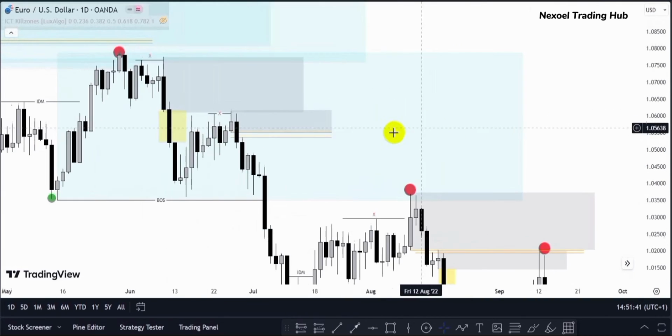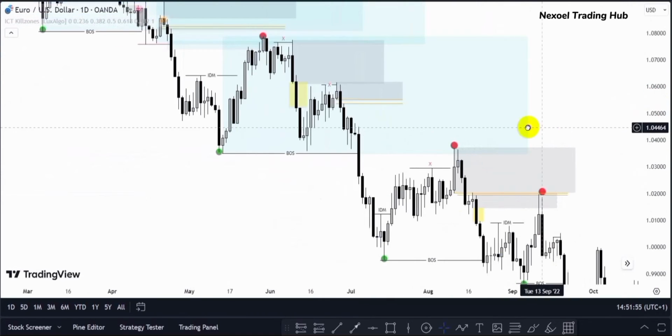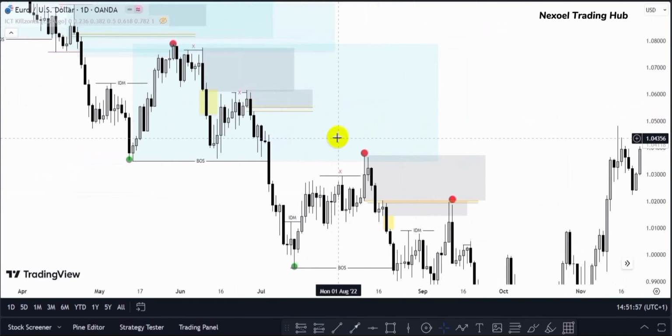So you would see this is an ideal order block. Why? Because it grabbed liquidity and left imbalance. So it is a valid order block. But you would see that price just returned to mitigate the order flow.